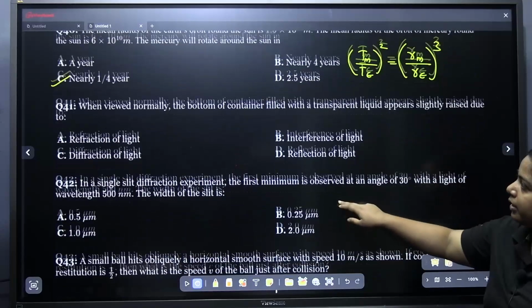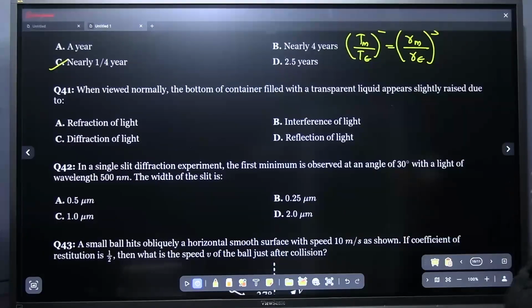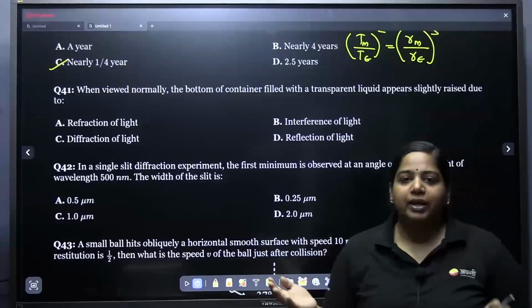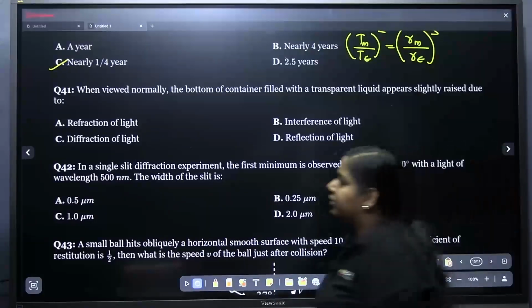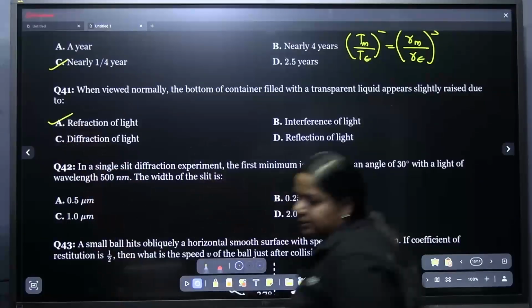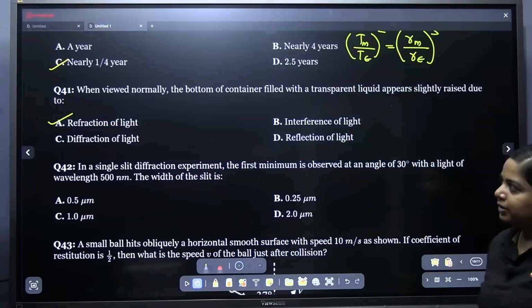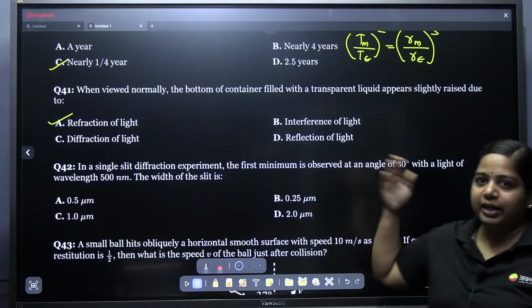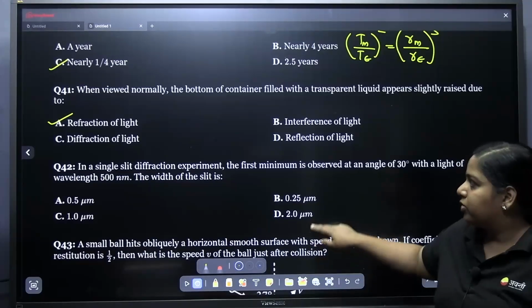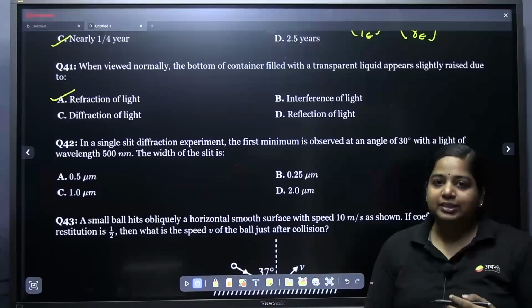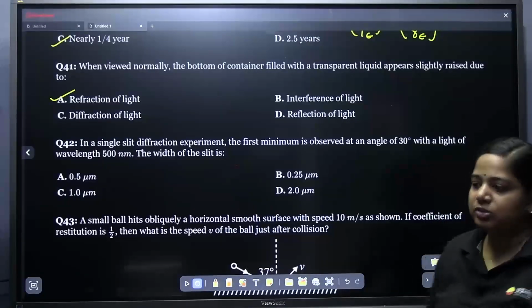When viewed normally, the bottom of a container filled with transparent liquid appears slightly raised due to the apparent shift. Apparent shift happens due to refraction of light. Option A is the answer. These questions don't need any calculation, so that's why I said skip to the easiest questions first. Do solve those, you will gain confidence, and you can solve others easily.